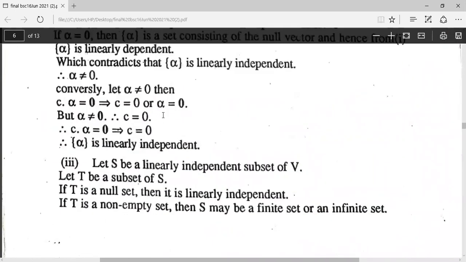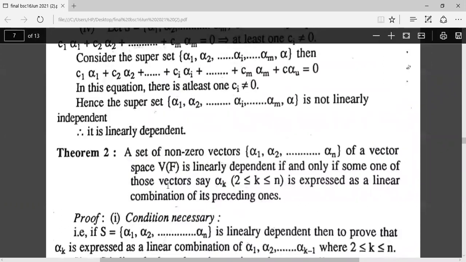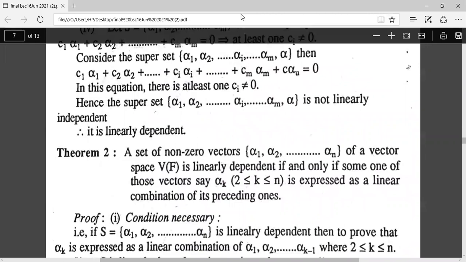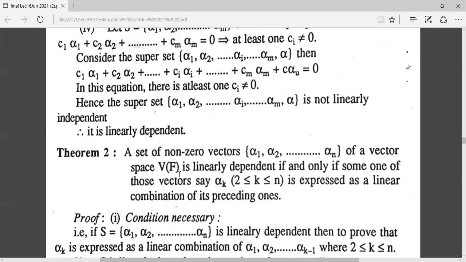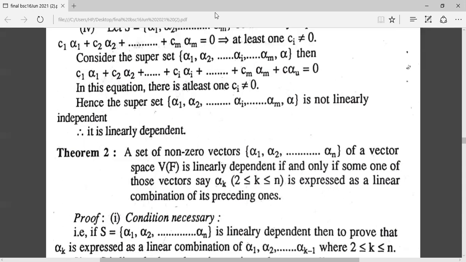So these properties are very important in view of the examination. These properties will be asked in the examination in due course. Next, let us have another theorem. The theorem states that a set of non-zero vectors alpha 1, alpha 2 to alpha n of a vector space V of F is linearly dependent if and only if some one of these vectors, say alpha k, where k lies between 2 and n, is expressed as the linear combination of the preceding ones.